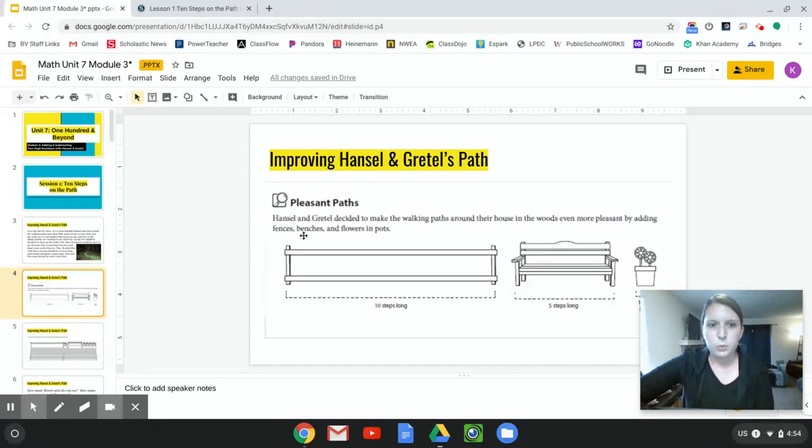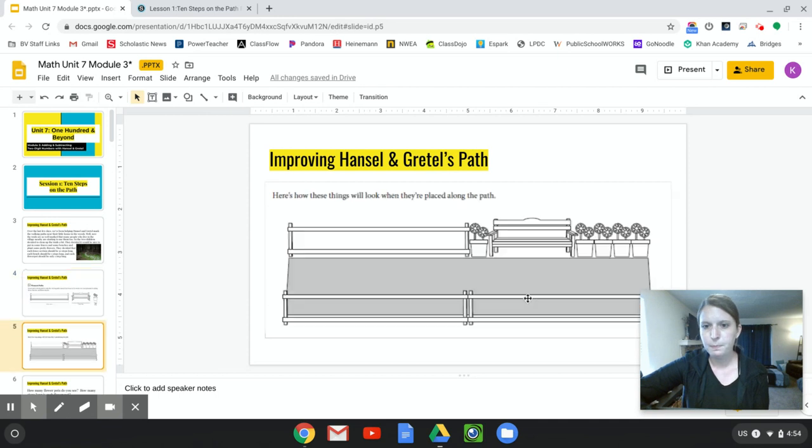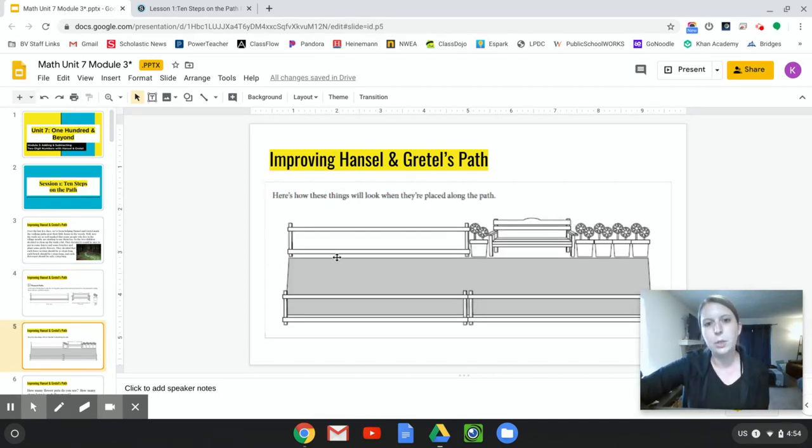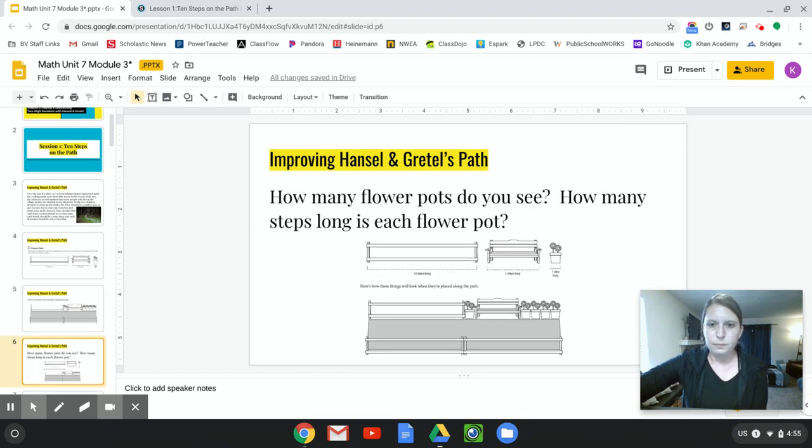So here's a picture that goes with it. The fence, it shows you, is 10 steps. The bench is 5, and the flower pot is 1 step. So I'm going to ask you a few questions to see if we can put those numbers together. In this one, we have a fence, a flower pot, a bench, and then 4 more flower pots. So this is that picture down here, the bottom one.